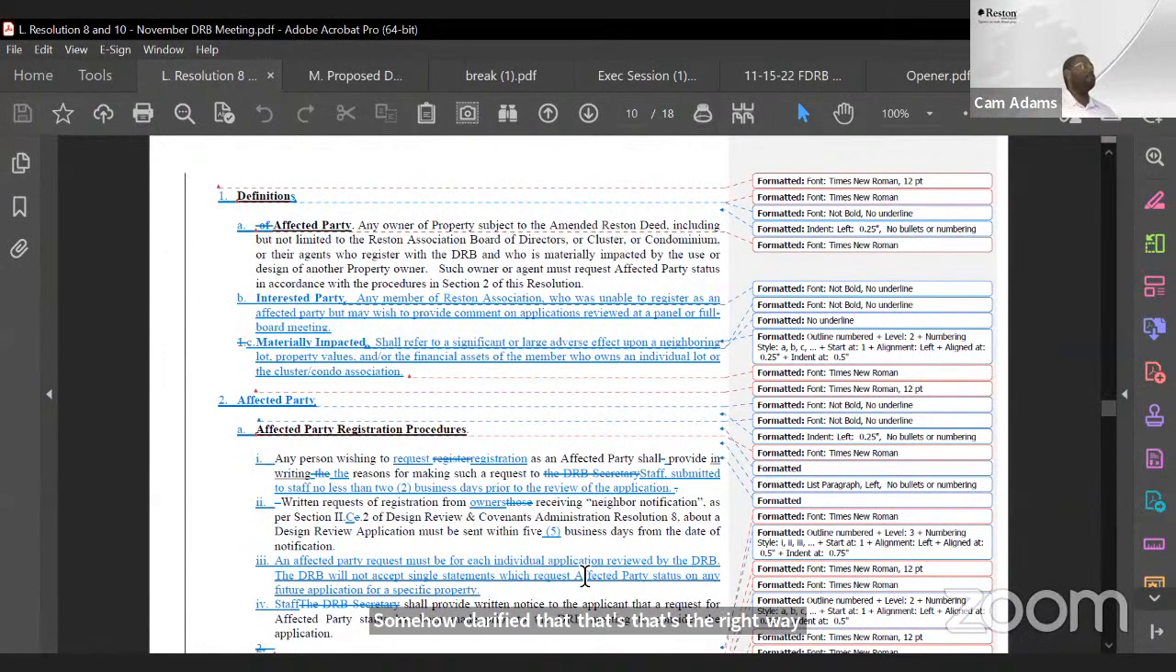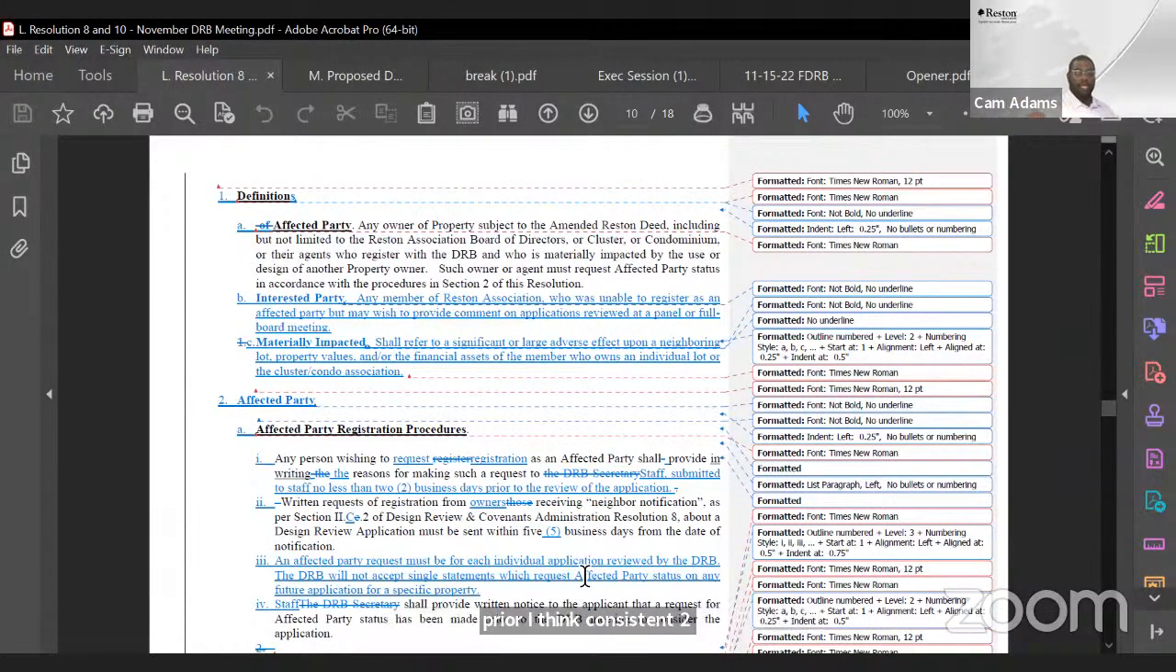Sure, those are good points. So I think 2 business days was in the resolution for submitting, so reasons for making such a request submitted to staff. That actually is redundant, but no less than 2 business days prior. I think consistent 2 business days or business days references is a good point.